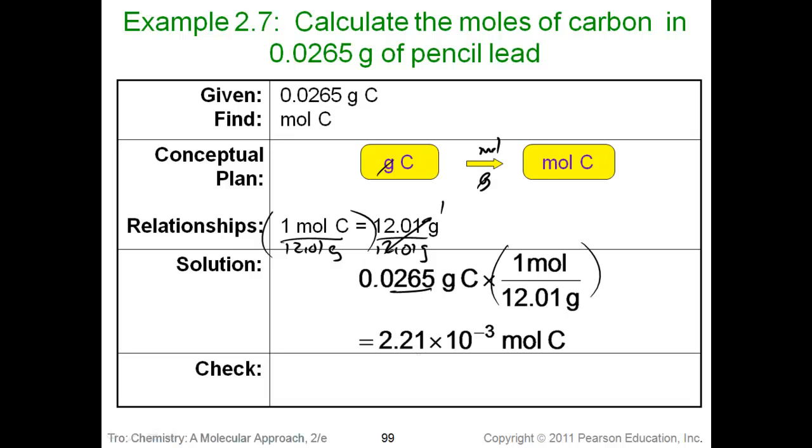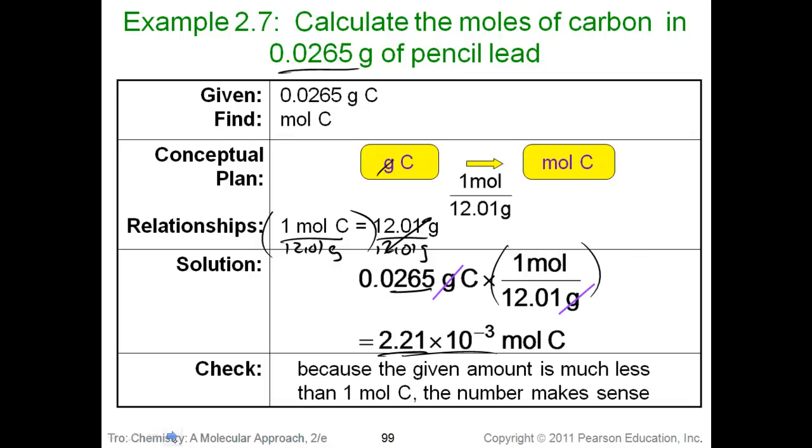This has 3 significant figures, so we should have 3 significant figures in our final answer. This quantity of carbon is less than 1 mole, so we would expect this answer to be less than 1 mole. So that's how we would check the answer. Alright, so there's their conversion factor we talked about. Grams cancel out, and we're left with moles.